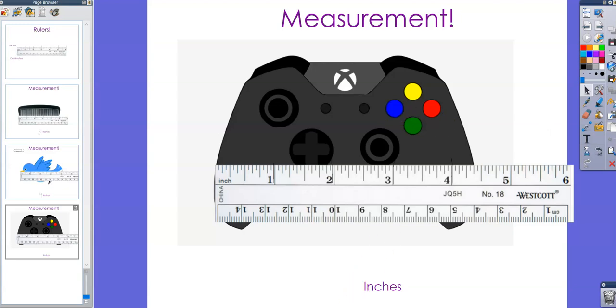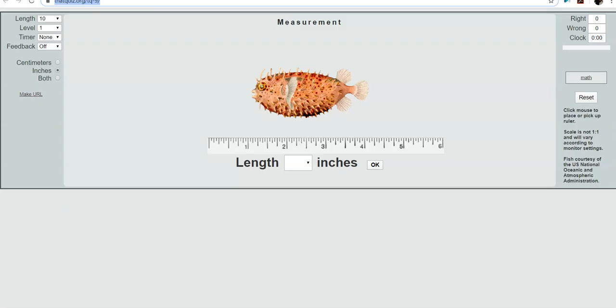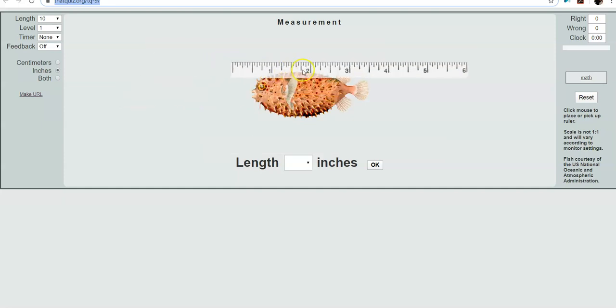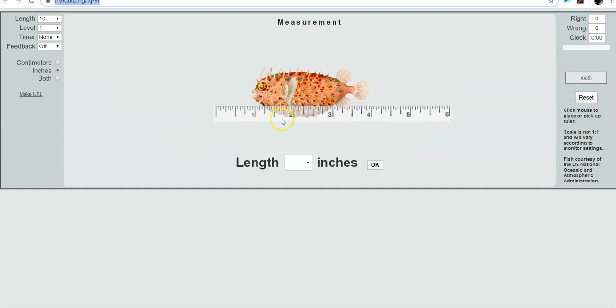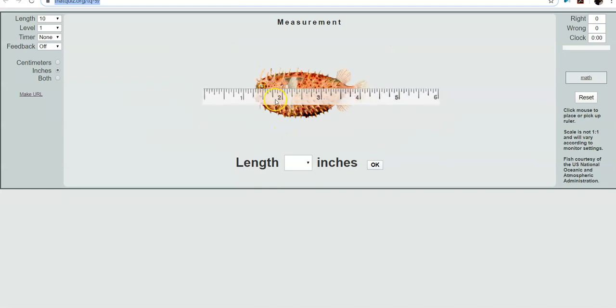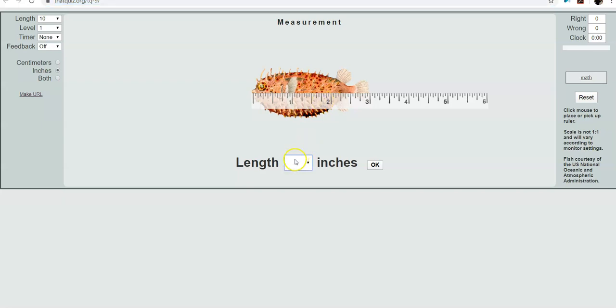So you guys are going to be going to something that looks like this as your work. You'll see when you click on it, you can move this ruler around. So you can take the ruler and you line it up. Remember, make sure that the end is closest to the mouth. And once you find the spot where you want your ruler, you click, and that will make it stay where you want it to be. So then you can look. So here's 0 inches, 1 inch, 2 inches, 3 inches. And this fish is closest to 3 inches. So I would click right here in this box, click on the 3 for 3 inches, and click OK.